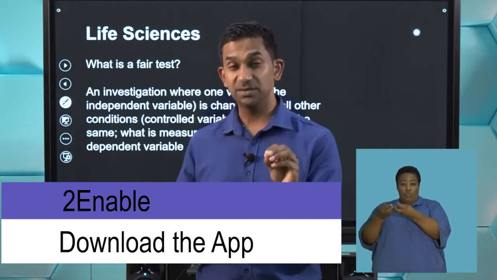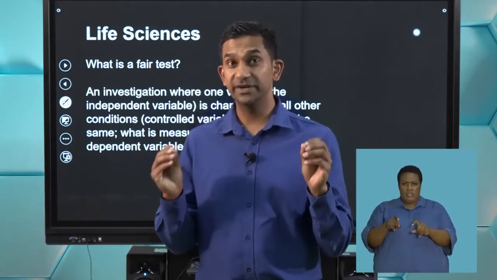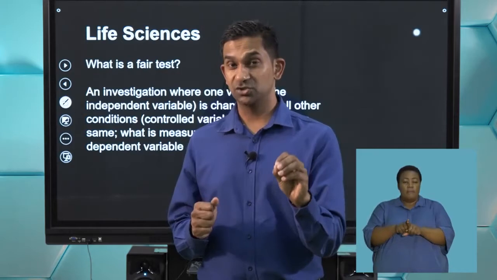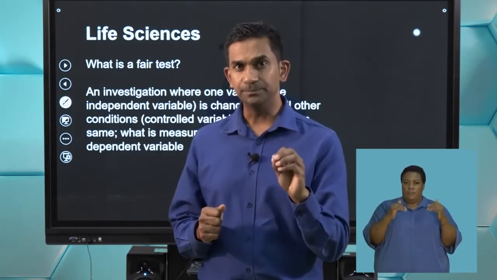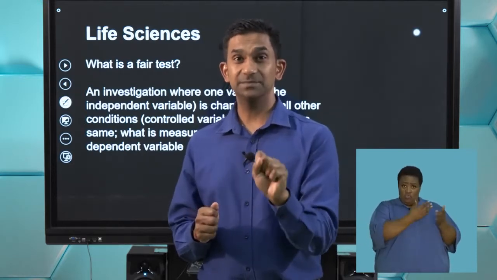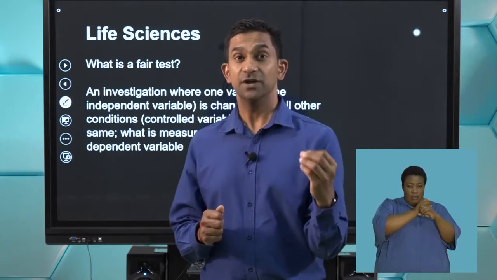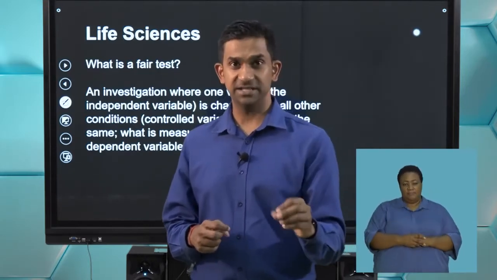I mentioned that it was important for us to be able to have these variables controlled. Essentially, the control variables are factors that you keep constant so that it ensures that your results are fair and they're reliable. So what does that mean? It means that if we can control our variables and keep them constant, we're able to produce an experiment that has a fair test. So let's look at the concept of what a fair test is.